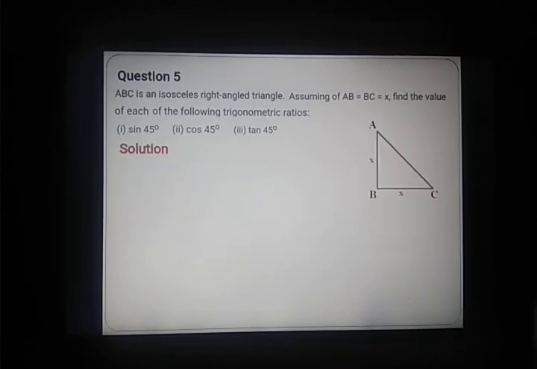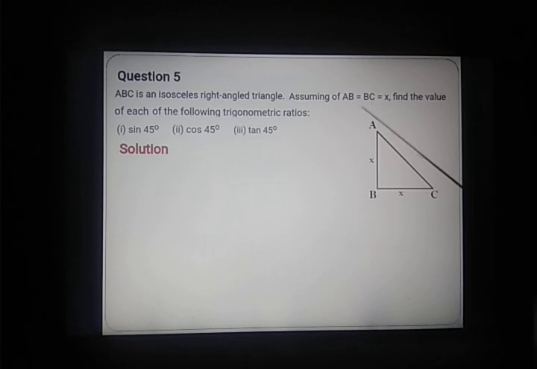Okay, let us move to the next question, that is question number 5. The question says ABC is an isosceles right angled triangle. So it is isosceles as well as right angled. Since an isosceles triangle contains two equal sides, the equal sides are AB and BC. In this triangle, AB is given, BC is given, and there is a 90-degree angle here. So this is a right angled triangle.